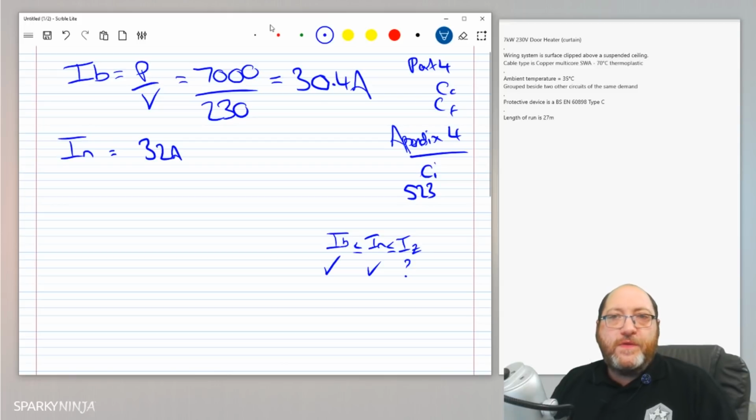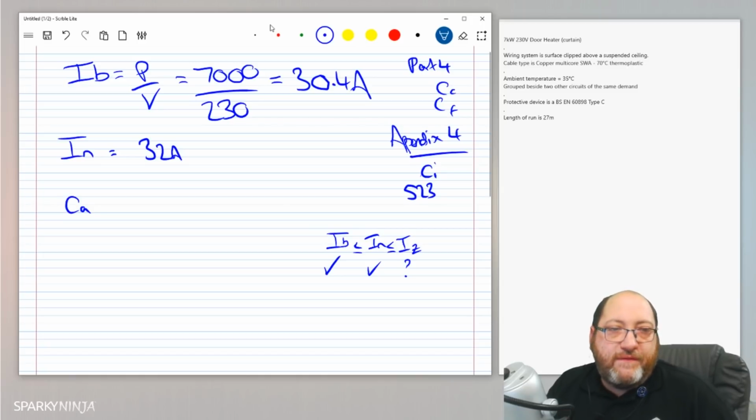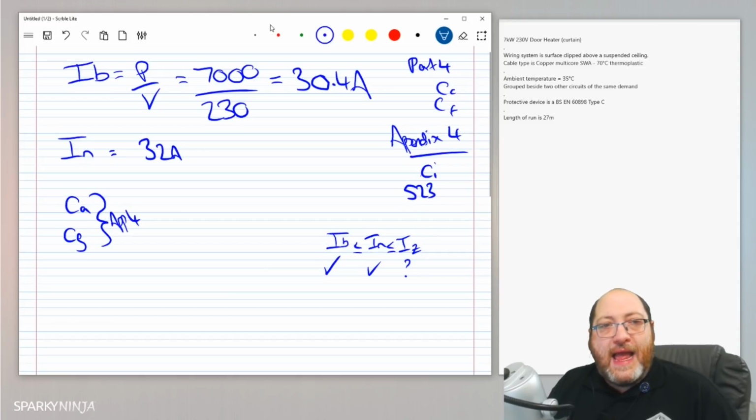Okay, so in this scenario that we have here, we have an ambient temperature, which we'd use as a CA, and we have a grouping factor, which we'd use as a CG. Those are both in Appendix 4. And in this case, I know that I need to go to table 4B1 for the CA and table 4C1 for the CG.